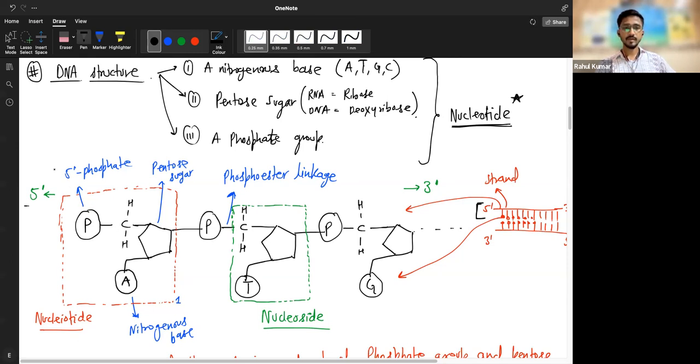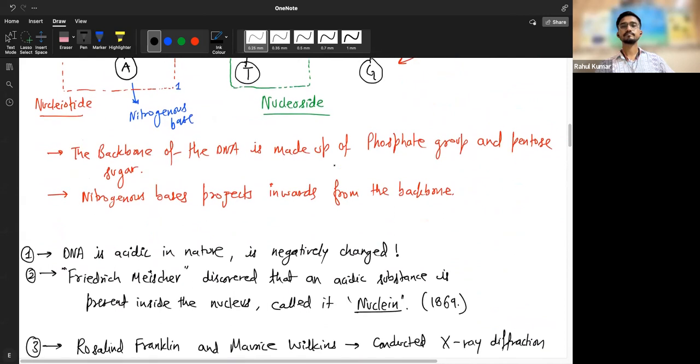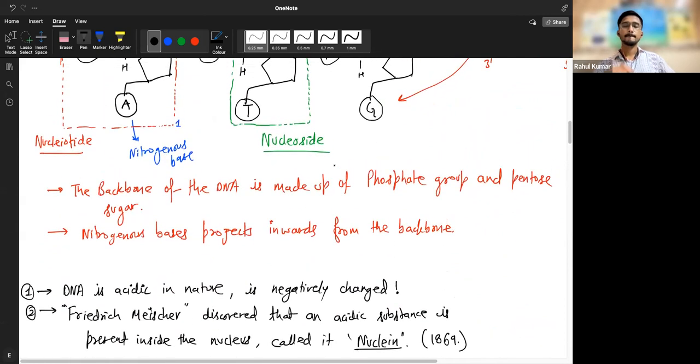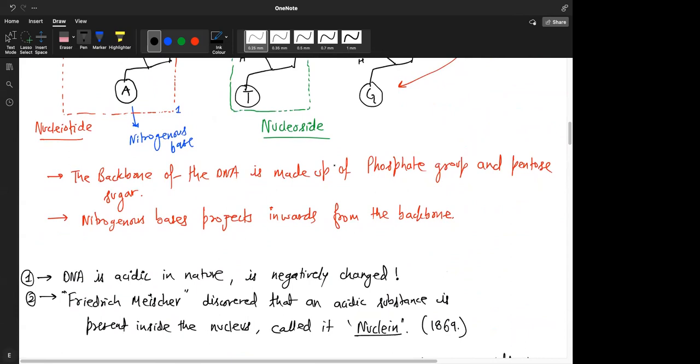This is the phosphate group at the 5' end, a sugar and a nitrogenous base coming, which is projecting inwards from the backbone. So this is the backbone of the DNA made up of sugar and phosphate. And this is the base coming inside. Yes, continue, Miraj. Sir, this structure is called the polynucleotide chain.